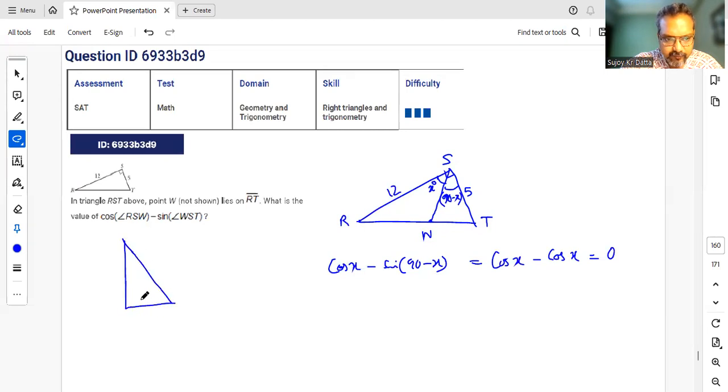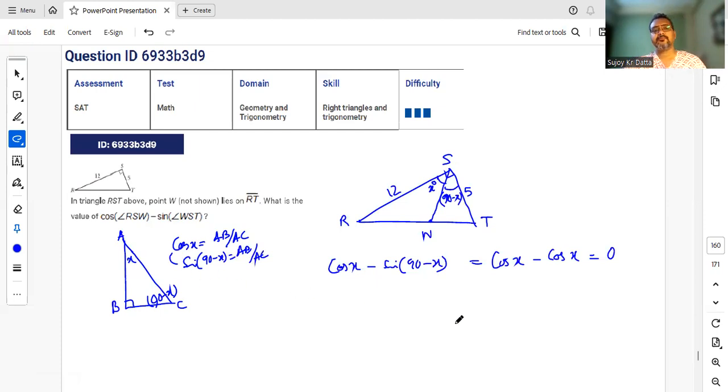Why is sine of 90 minus x cosine of x? You just take any reference triangle, you will understand it better. So if this angle be x, then this angle is 90 minus x. And if I call it ABC, then cosine of x is AB over AC, and sine of 90 minus x is also AB over AC. So these two must be equal always. So we have the answer as 0. Let's go to the next one.